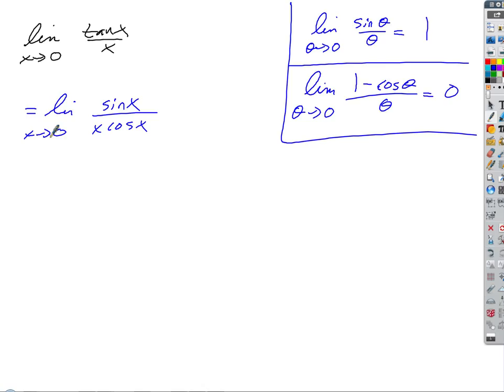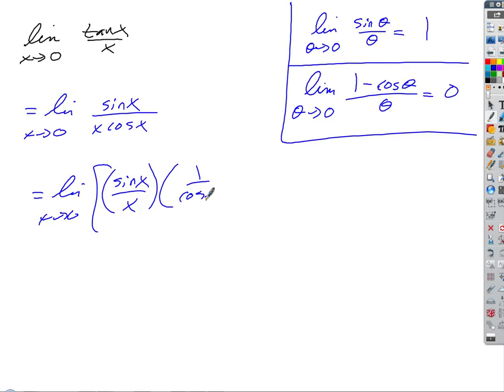Now we can group this any way we want to. It's written as one big product and quotient here, but could I write this as a product of two quotients instead? How could I conveniently split this up? Sine x over x. Ah, okay, good. I could write this as the limit of sine x over x times 1 over cosine x as x approaches 0.